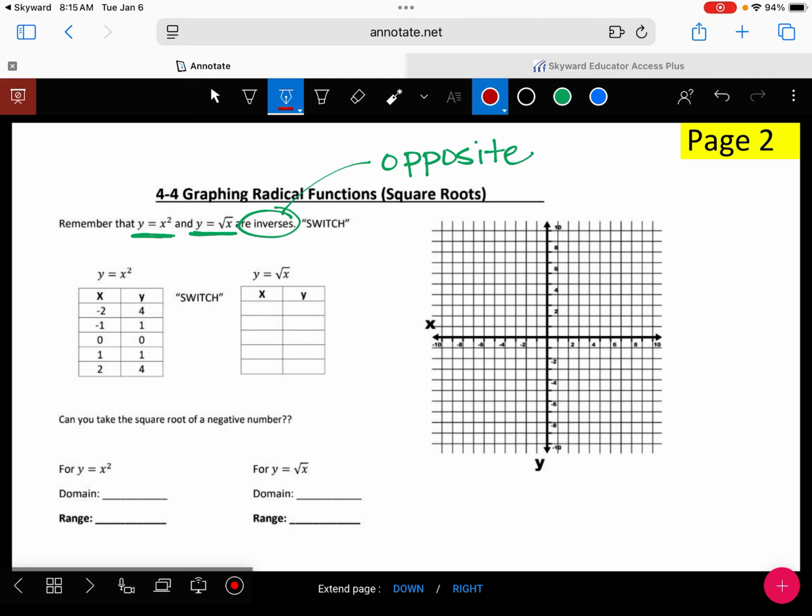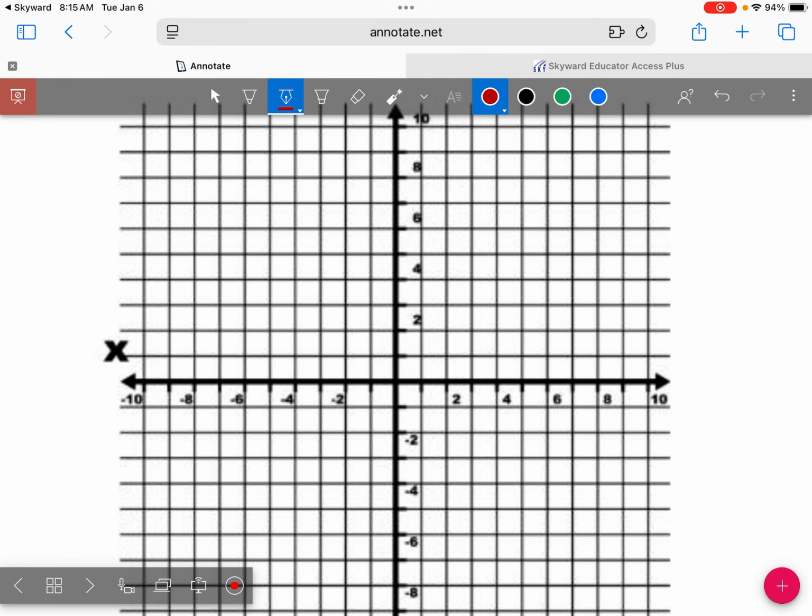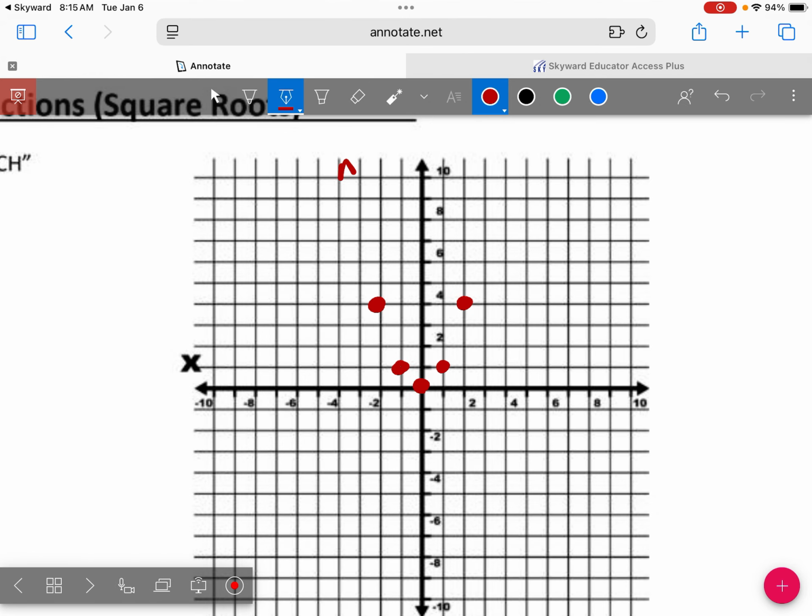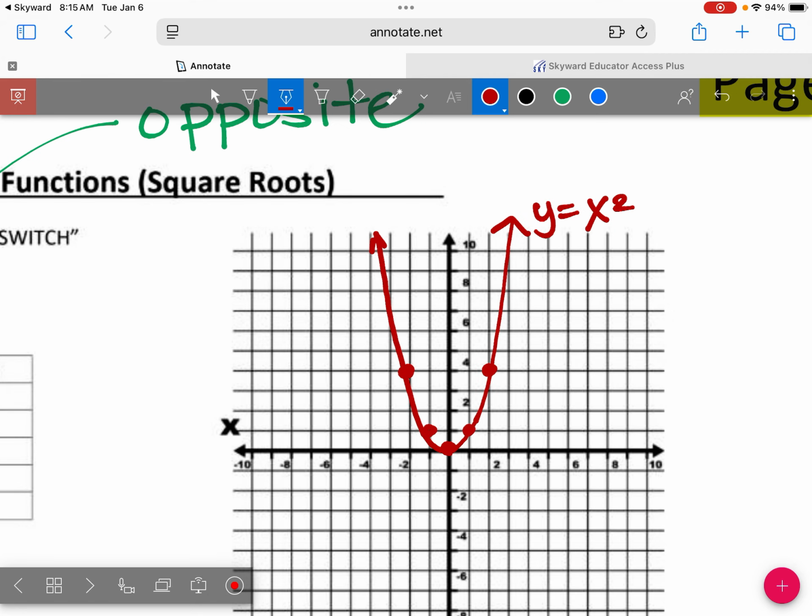This one is a quadratic. It should look like a smile. So let's go ahead and graph that. So -2, up 4; -1, up 1; 0, 0; 1, 1; and 2, 4. And when you connect that, it should look like this. This is the graph of y equals x squared. So that is one of the functions that we covered first semester.